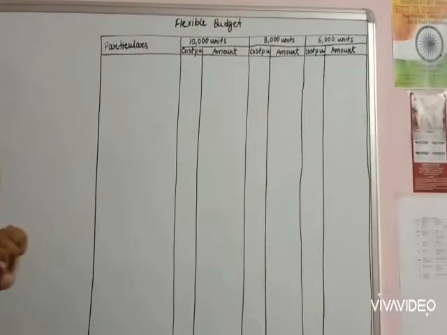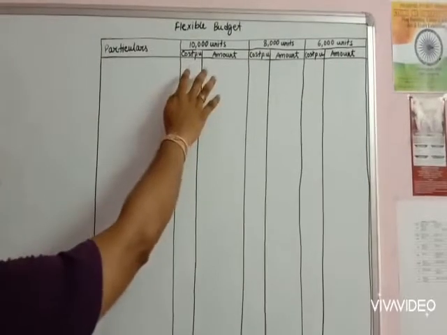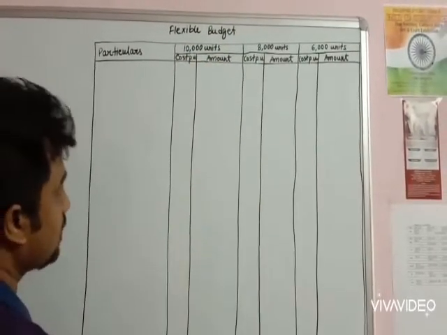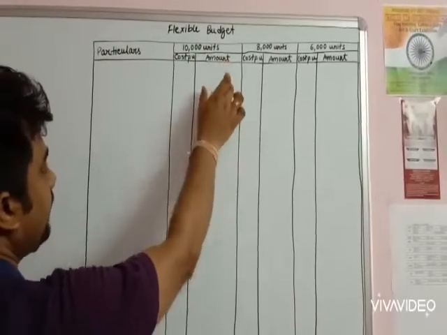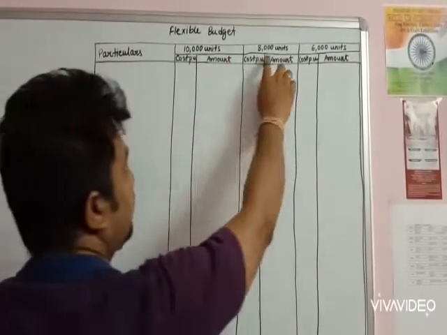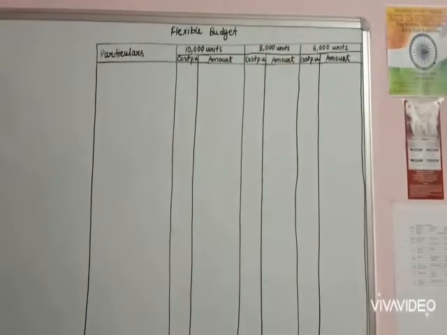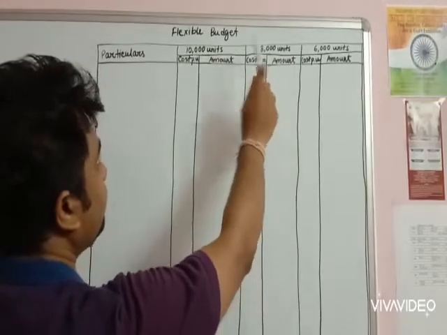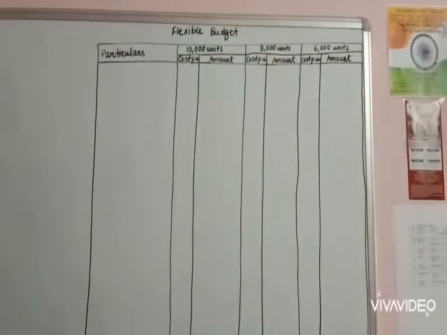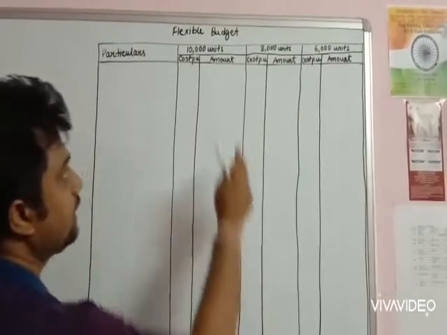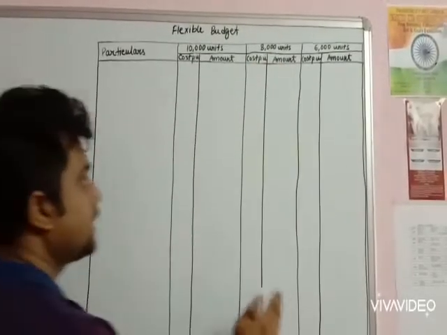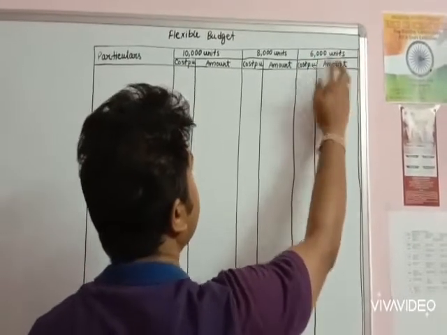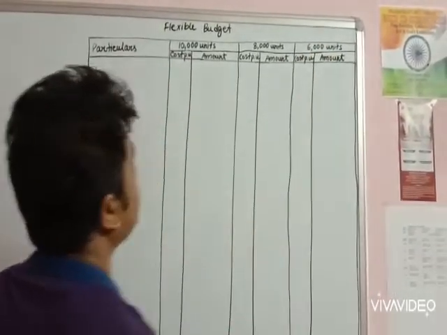So this is the flexible budget. You have two columns for 10,000 units, which is given in the question. You have all the cost per unit for 10,000 units. You have to find out the total cost. The question wants us to find out the cost per unit and the total cost if we produce 8,000 units. We have two columns for 8,000 units, cost per unit, amount. The question also wants us to find out the cost per unit and the amount for 6,000 units. We have two columns for 6,000 units.